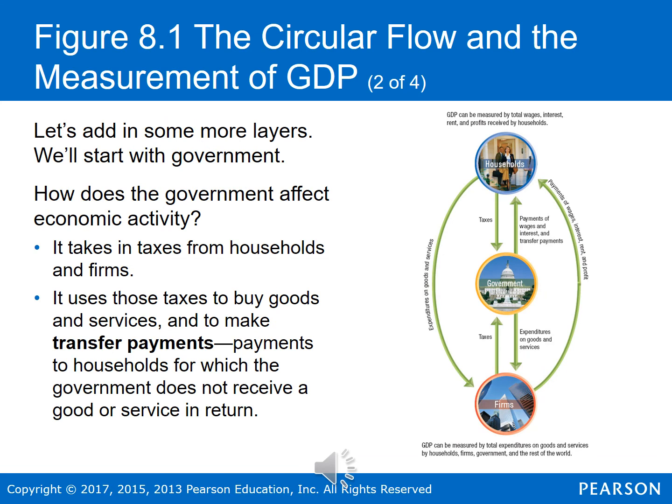Obviously, this is a very simplistic version of the economy. So let's add in a couple more layers to this. First, we can start with the government. So how does the government affect economic activity? Well, first it takes taxes from households and firms. And it uses those taxes, that money that it takes from firms and from individuals, to buy goods and services and to make transfer payments. Transfer payments are payments to households for which a government does not receive a good or service in return. So these are things like Medicare, Social Security, different welfare programs.